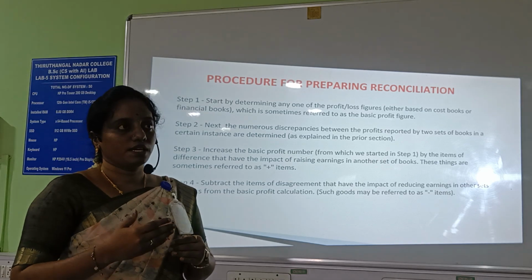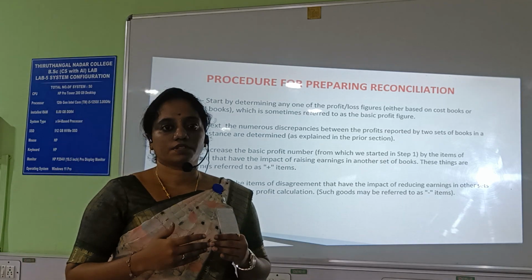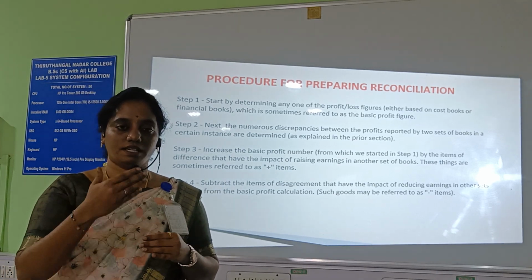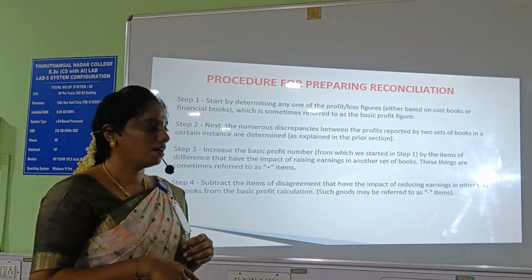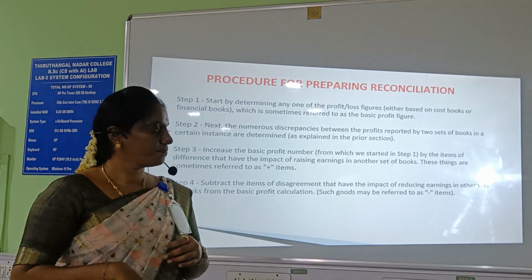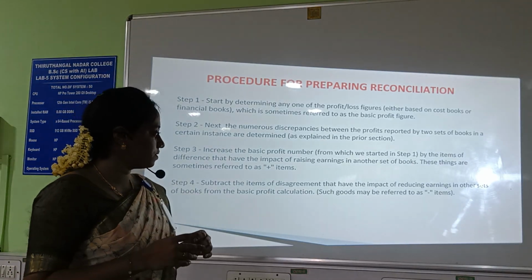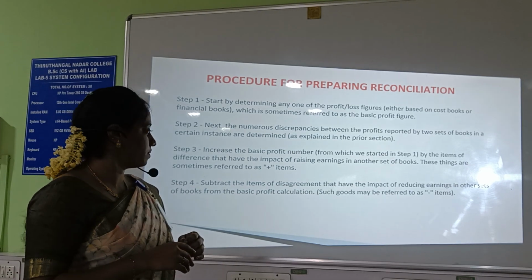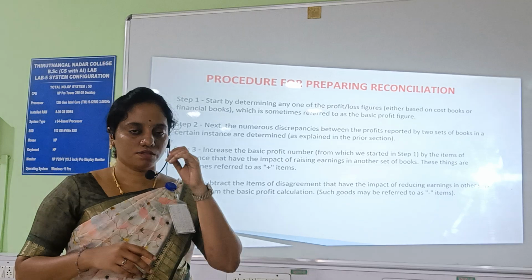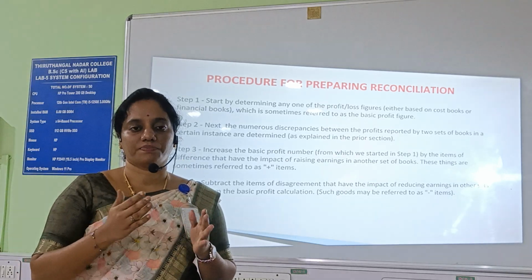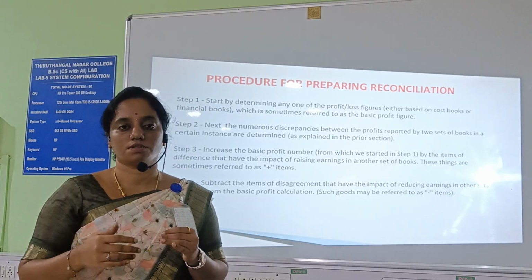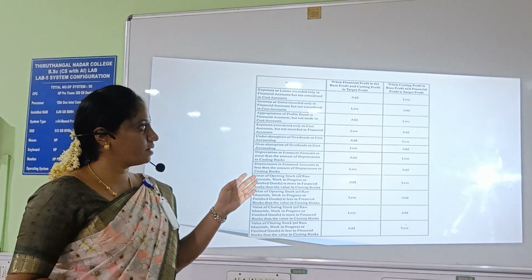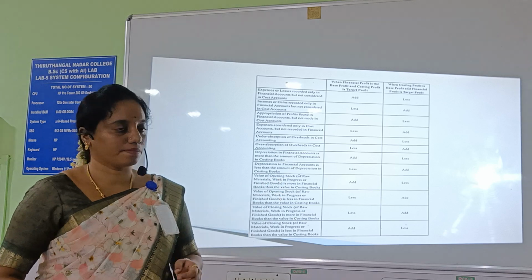So we have to indicate whether it increases the profit or decreases the profit, and we have to determine add or less. Step 4. Subtract the items of disagreement that have the impact of reducing earnings in other sets of books from the basic profit calculation. So we have to add the items which have an impact in that, and we have to list the items which give us the impact. So this is the format for preparing the reconciliation statement.